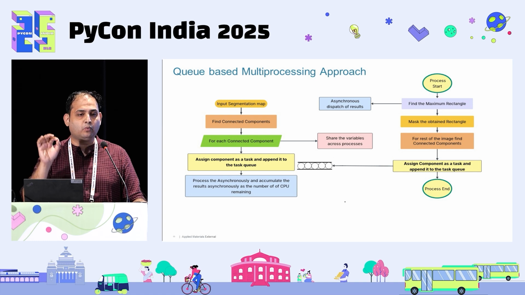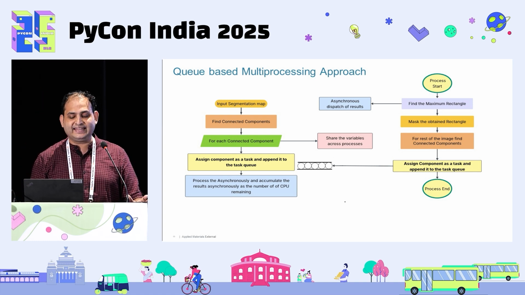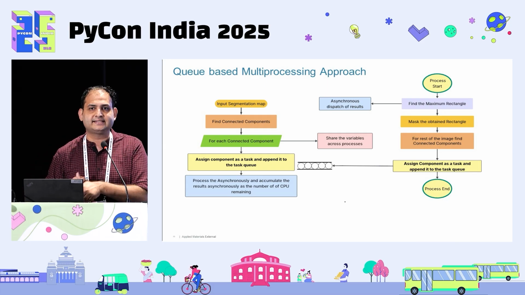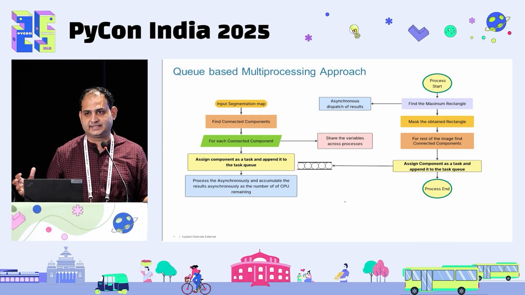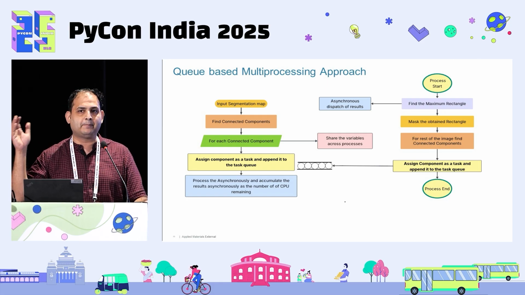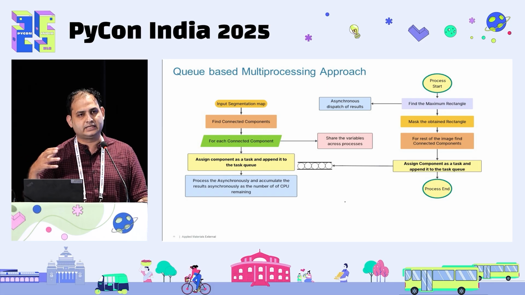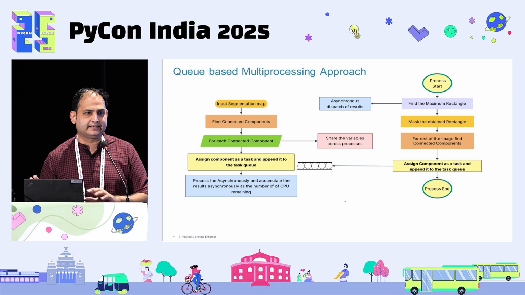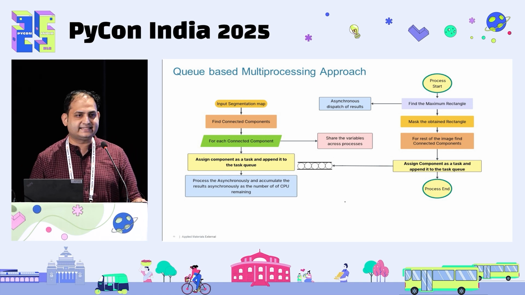Now let's see what happens inside a task. Also, for each connected component, I share the variables across the processes: my big image, my list of rectangles, my task queues, because all of these need to be accessed by all of my processes. When we do it through the Python manager, and not using pipes or some loose IPC-based communication, Python takes care of the locking mechanism and the synchronization. What do I do inside a task?